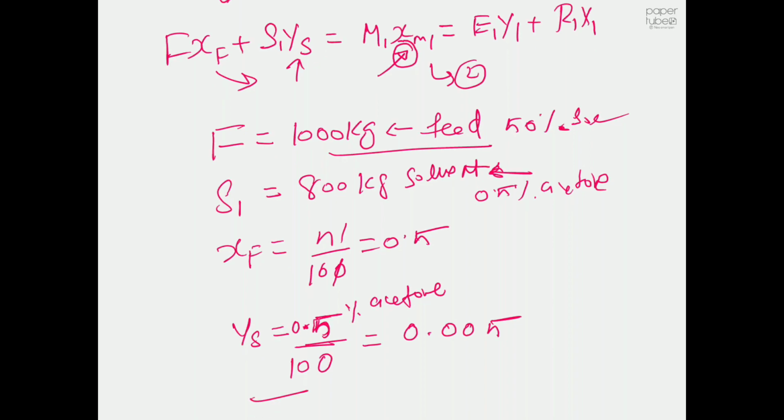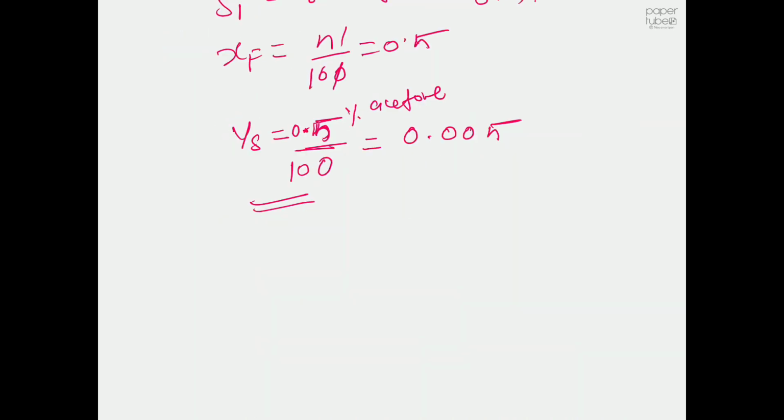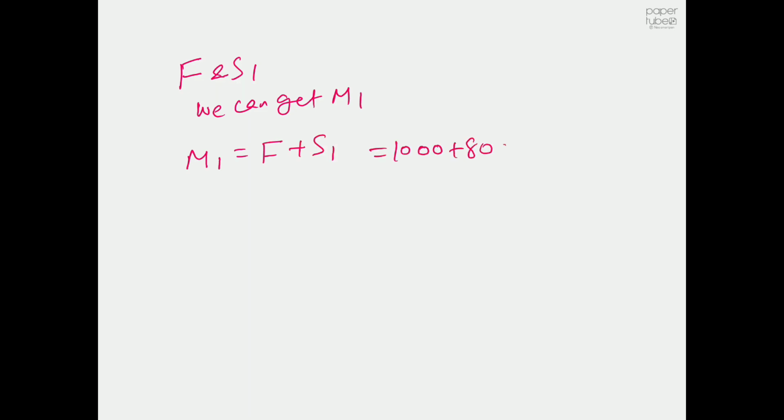From this one we can calculate xM1. If we have F and S1, we can get M1, which is equal to F plus S1, which is equal to 1000 plus 800, which is equal to 1800 kilograms. So now I hope you all can follow this, and probably it will make sense now why we did these mass balance calculations before in part 1 of lecture 5. Everything has some reason.